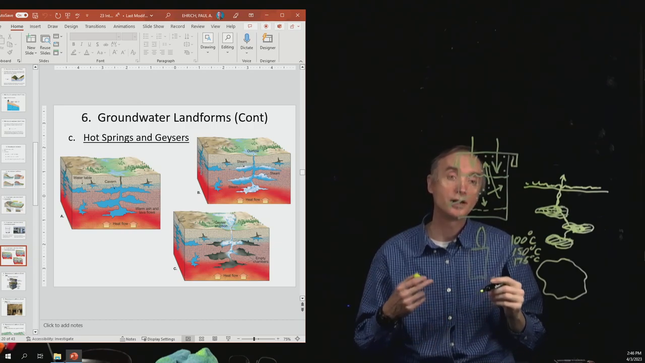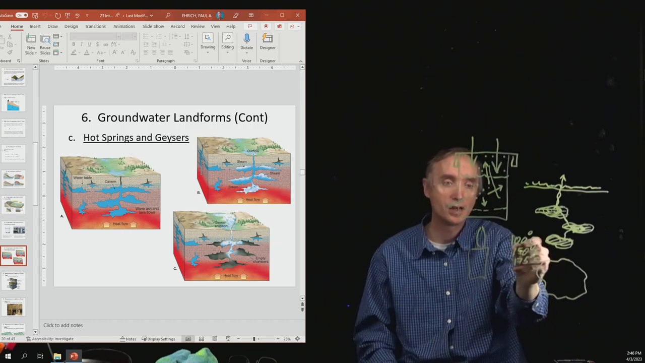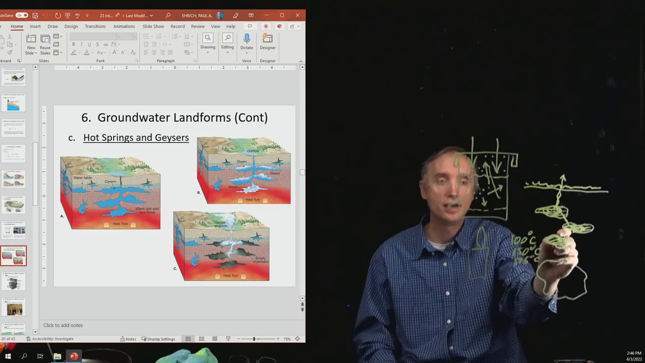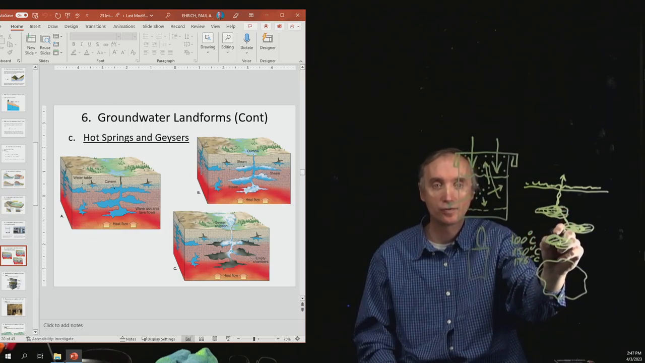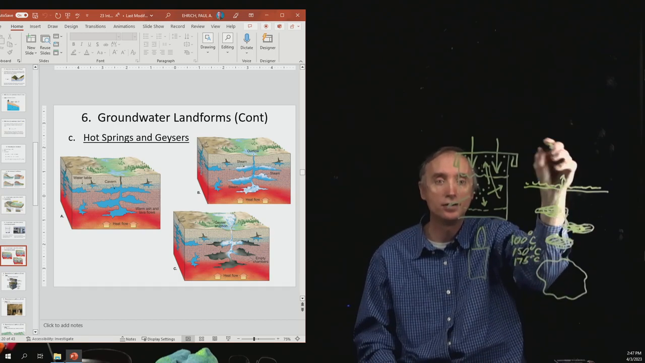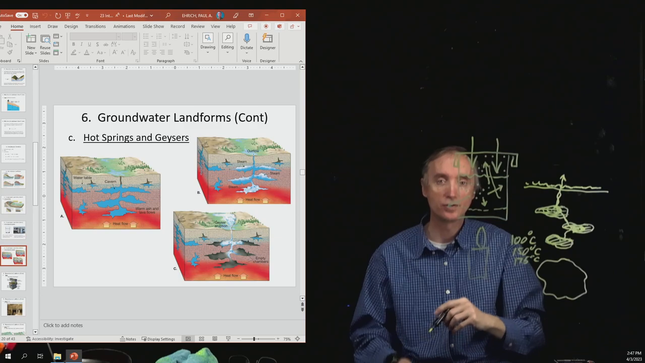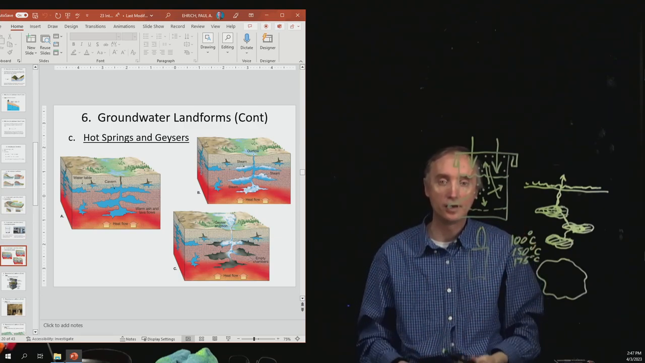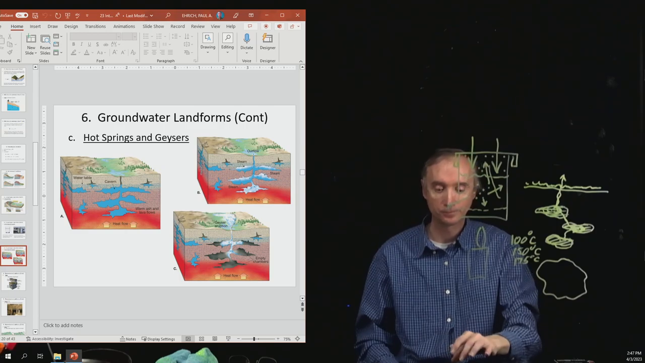And so again, it's going to heat up until it gets to around, let's say, 175, and then at that point it changes from a liquid to a gas, and it starts to force this water out, and then another geyser happens. And so this happens over and over again. And so that's how a geyser works.